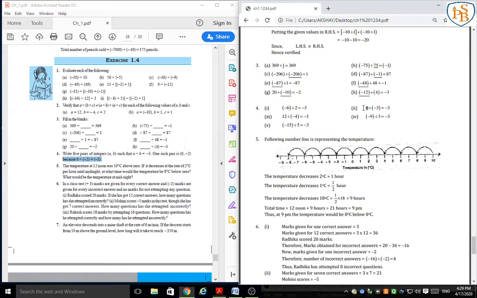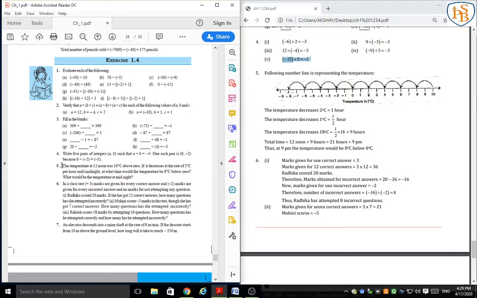I can write here 9 divided by -3, so 3 3s are 9, 4 3s are 12, so I can write here 12 divided by -4. I can write in other ways also, -9 divided by 3 is equal to -3. Like that, 5 3s are 15, so I can write here -15 divided by 5 is equal to -3.